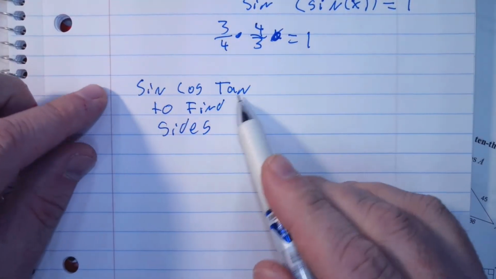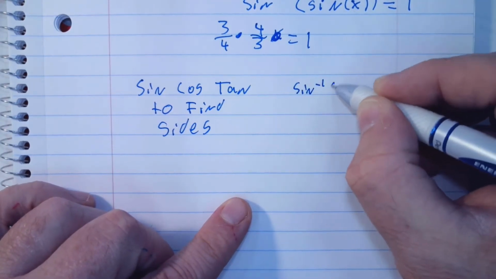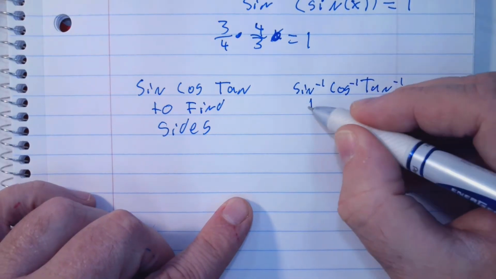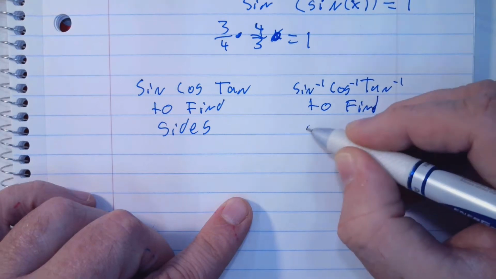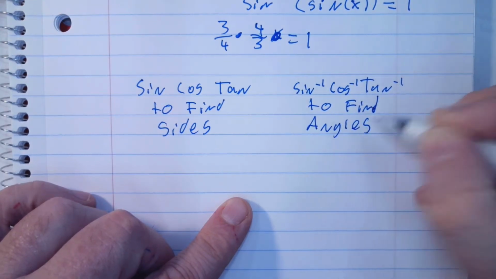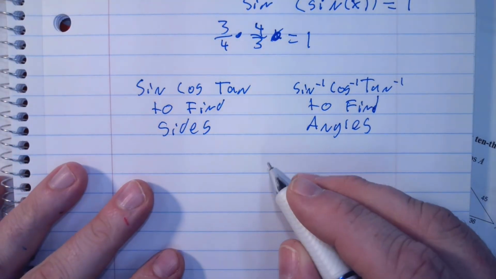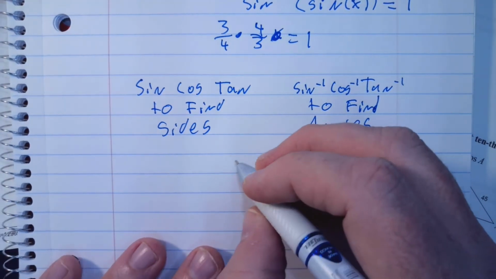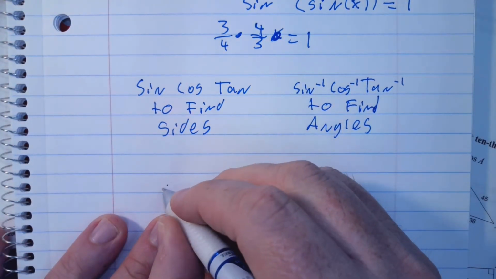So we're going to use sine, cosine, and tangent to find sides. We're going to use the inverse to find, anybody have a guess? Yep, angles. Okay, so that's basically what we're going to do, and so I'm going to set you up with a pretty easy problem here, and we'll see if we can find an angle.